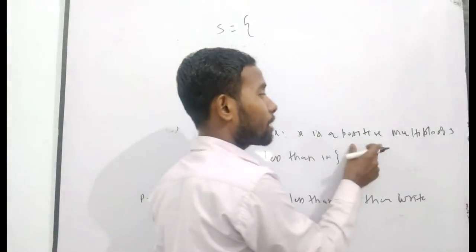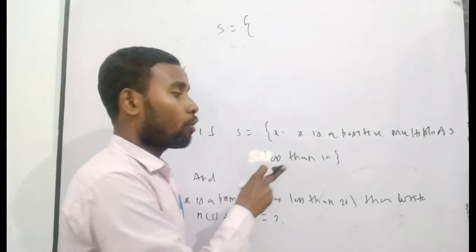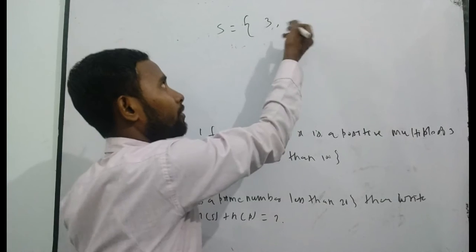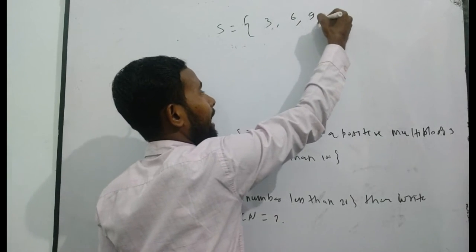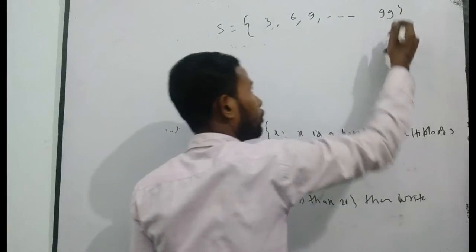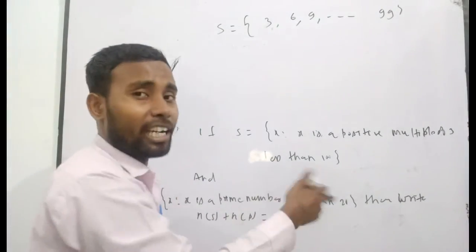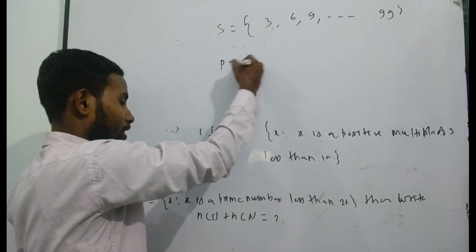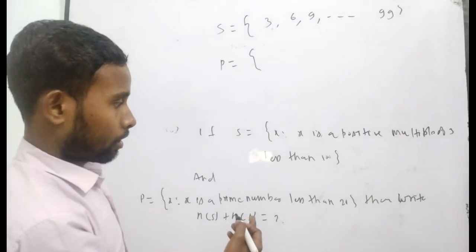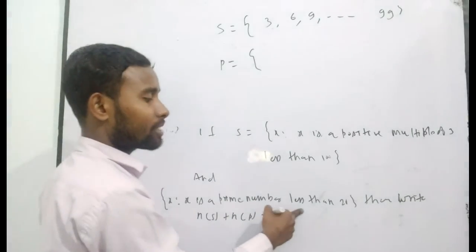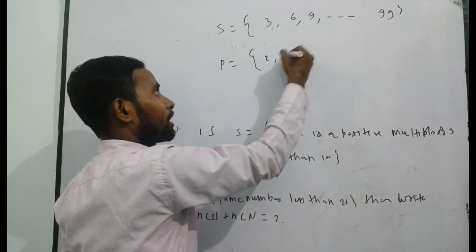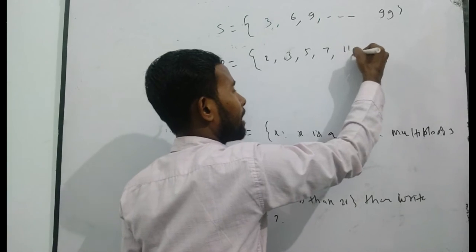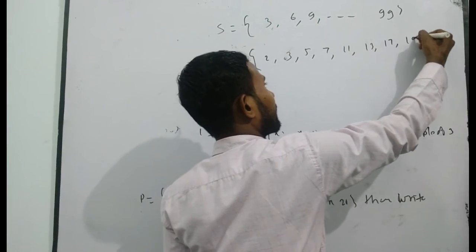Here it says that x is a positive multiple of 3 up to 100. Multiple of 3 means you have to write the table of 3: 3, 6, 9, ... up to 99. Why do we take 99? Because the maximum number is 100 and you have to take less than 100, so it will be 99. And P is x such that x is a prime number less than 20. Definitely you will take 2, 3, 5, 7, 11, 13, 17, 19.